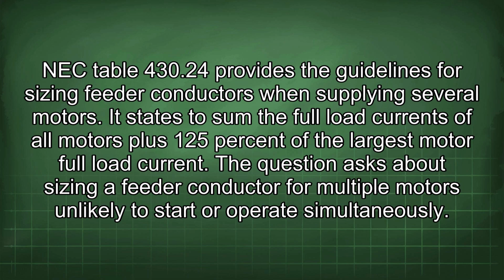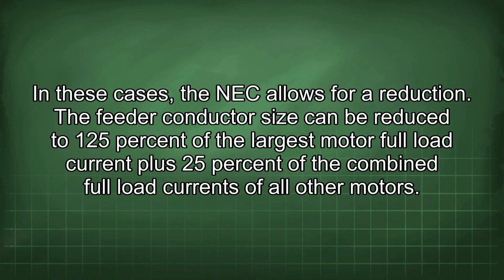NEC 430.24 provides the guidelines for sizing feeder conductors when supplying several motors. It states to sum the full load current of all motors plus 125% of the largest motor full load current. The question asks about sizing a feeder conductor for multiple motors unlikely to start or operate simultaneously. In these cases, the NEC allows for a reduction. The feeder conductor size can be reduced to 125% of the largest motor full load current plus 25% of the combined full load currents of all other motors.